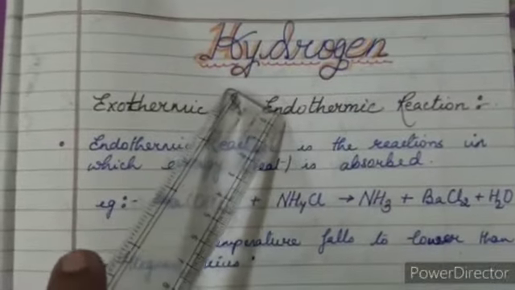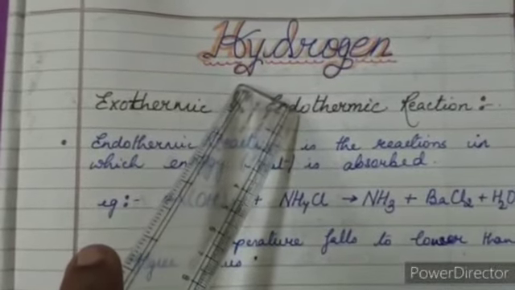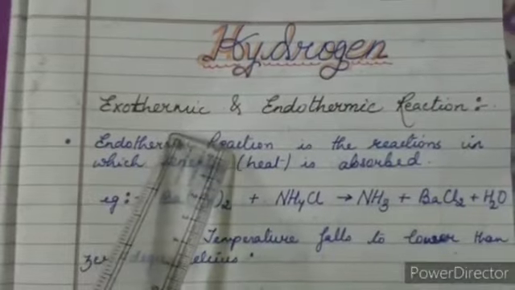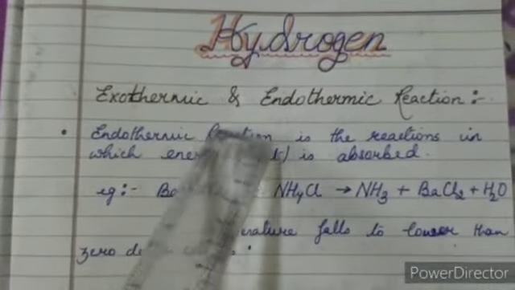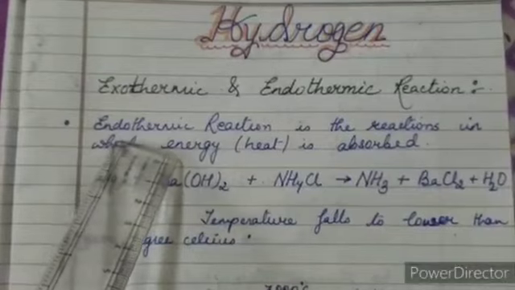Good morning, dear children. Let's continue with the hydrogen chapter. Today, we'll learn about exothermic and endothermic reactions and the various kinds of oxides. To start off with, let us talk about endothermic reactions.